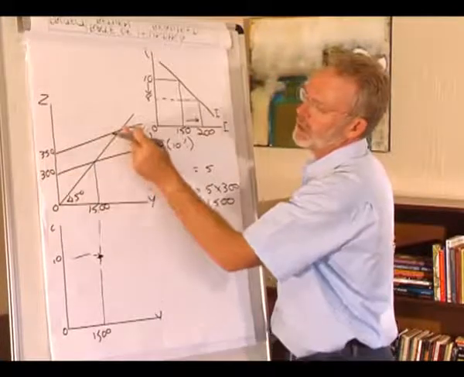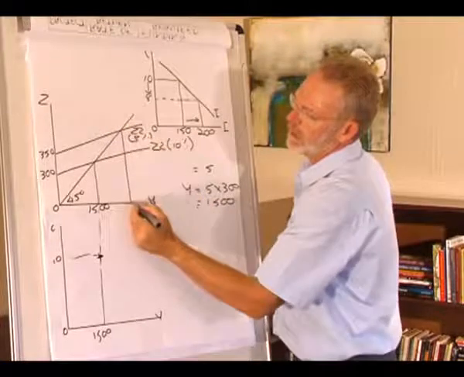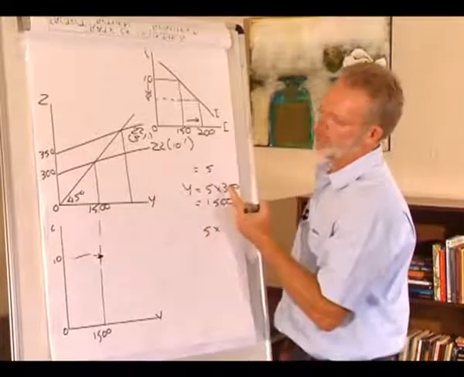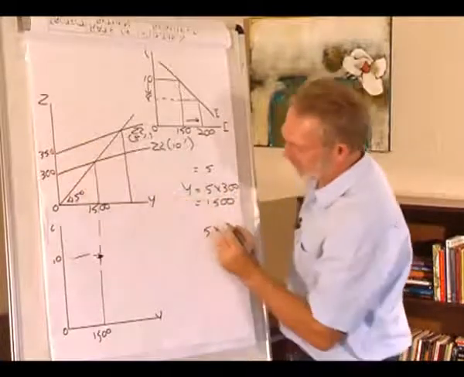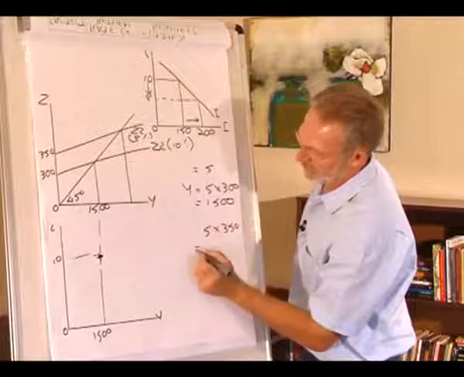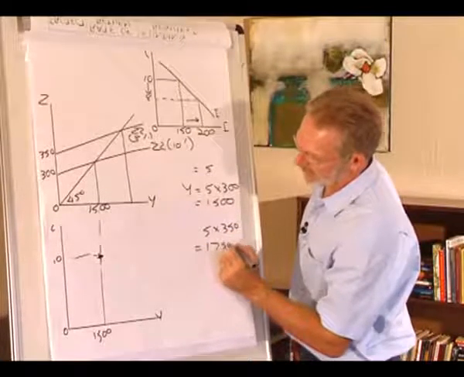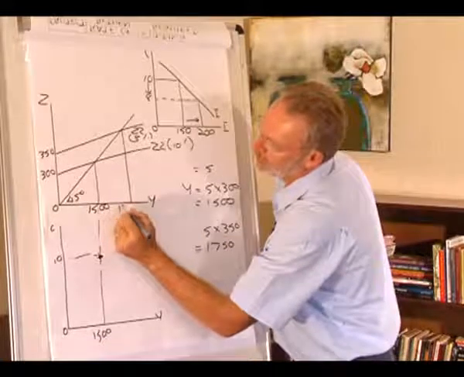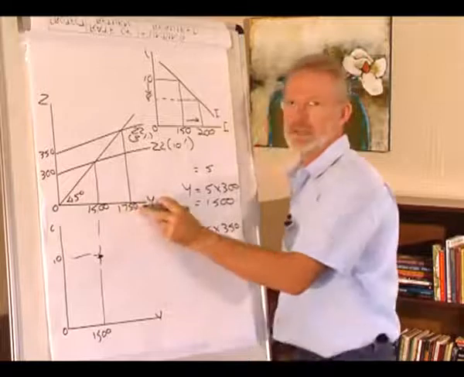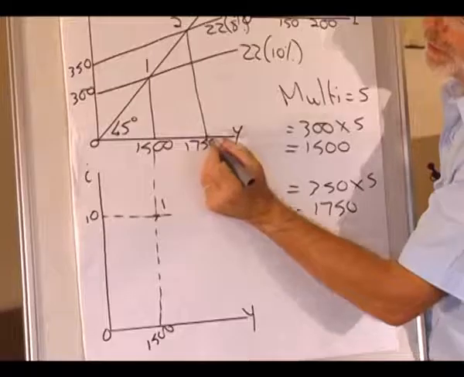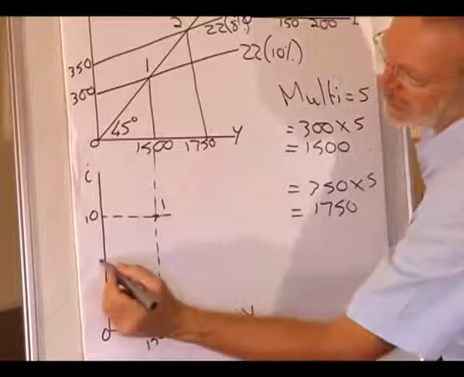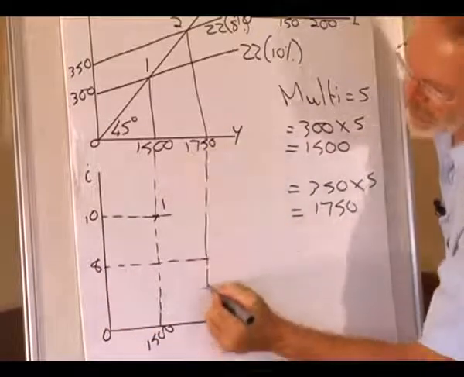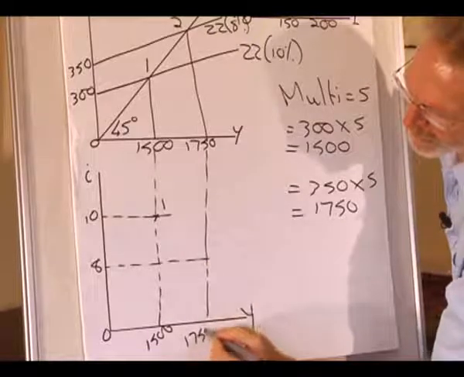And the equilibrium level of income? How would you calculate that? Again, 5 times, but now it's 350. And that is equal to 1,750. So the equilibrium income level in the economy increased to 1,750. So on our bottom diagram, an interest rate of 8% corresponds with an equilibrium level of production of 1,750.